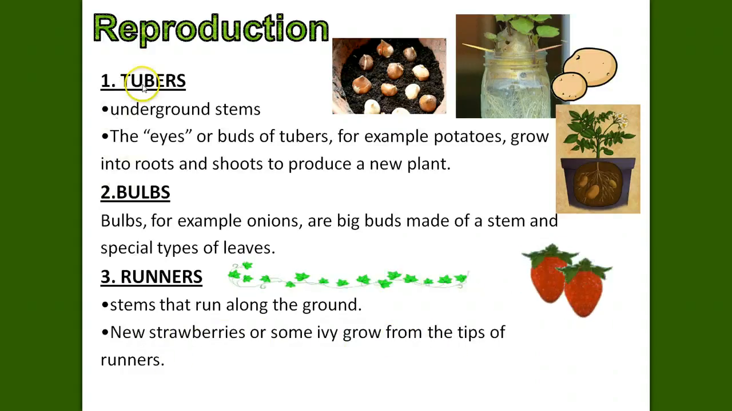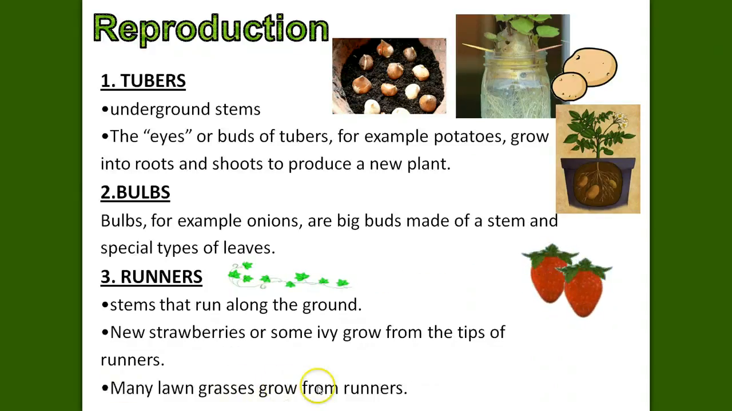So far you should have tubers and potato eyes. And then you should have bulbs in the next box and onions. And you should have runners and write strawberries and ivy. Those are the two examples for runners, strawberries and ivy. All right. Also, many lawn grasses grow from runners. So if you want to write grasses with ivy and strawberries, that would help you to study for the quiz.